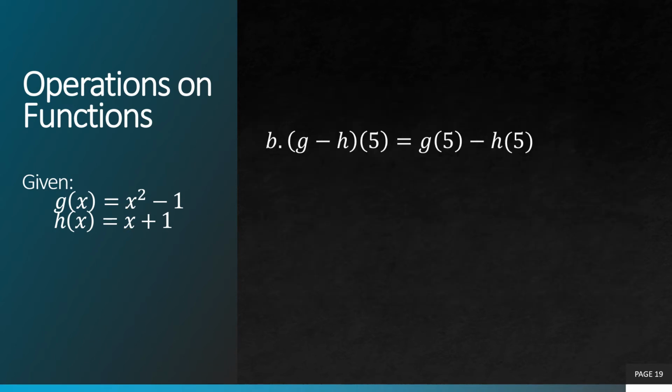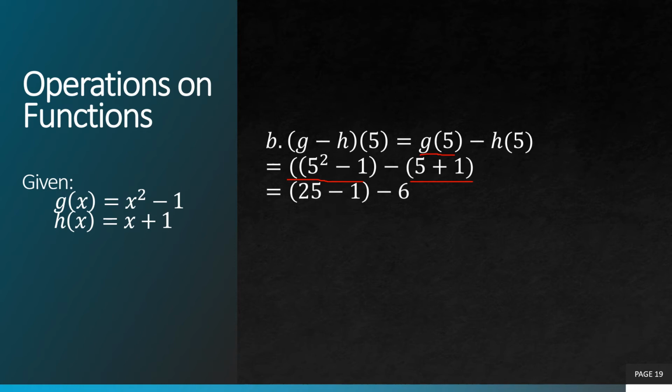Next example. How about we have here g minus h of 5? That is just equal to g of 5 minus h of 5. And if we replace x by 5, we have here 5 squared minus 1 minus 5 plus 1, because x here is 5. Then, simplifying, 5 squared is 25, minus 1, minus 5 plus 1 is 6. So we have here 25 minus 1, which is 24, minus 6 will give us 18.